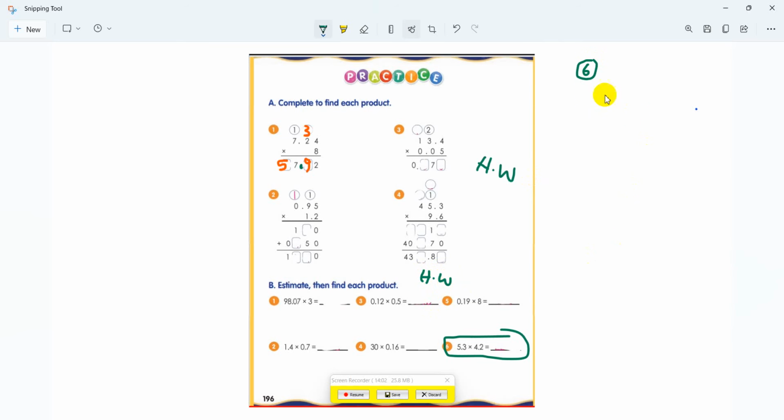Okay, number 6, 5.3 multiplied by 4.2. Directly we write it as 53 multiplied by 42 without the decimal point. Okay, we learned it. To multiply decimal numbers, we can write the numbers without the decimal point. This is exercise number 6 only.